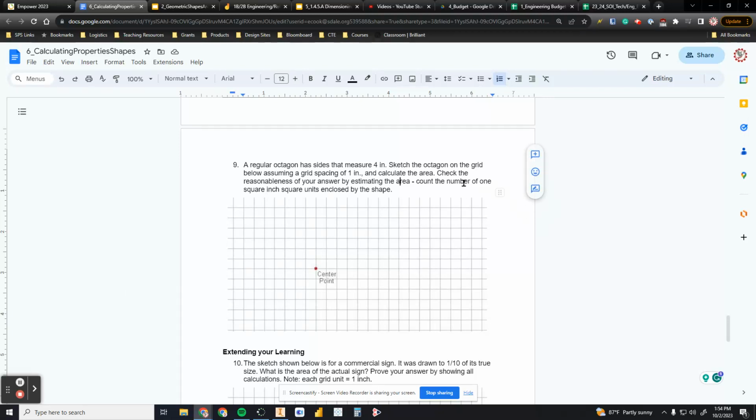Okay, so for the next question, we are taking a look at a multi-sided polygon. Specifically, our multi-sided polygon is a regular octagon. If you are familiar with polygons, you know an octagon has 8 sides, octo for octagon, octo means 8. So a regular octagon has sides that measure 4 inches. Each side of this octagon is going to be 4 inches.